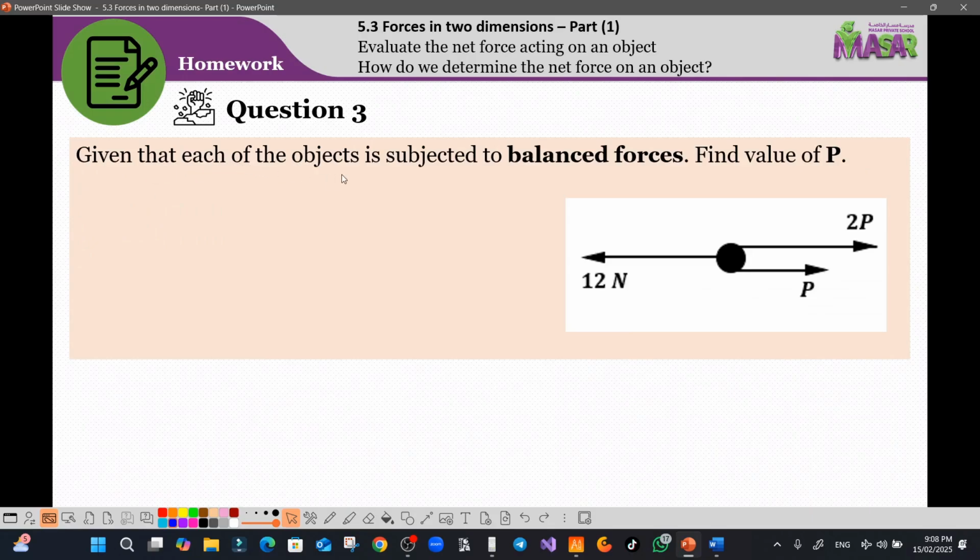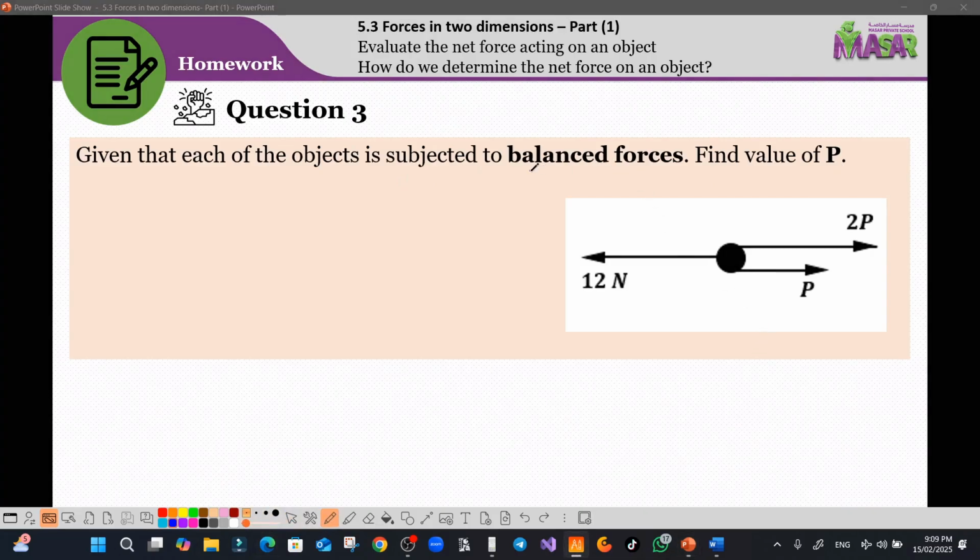Now, given that each of the objects is subjected to balance forces, find the value of P. So again, here we need to find the value of P. The condition is we have balance forces, which means F net is equal to 0, and we can say left equal right, up equal down in magnitude. So no need to worry about the signs here.